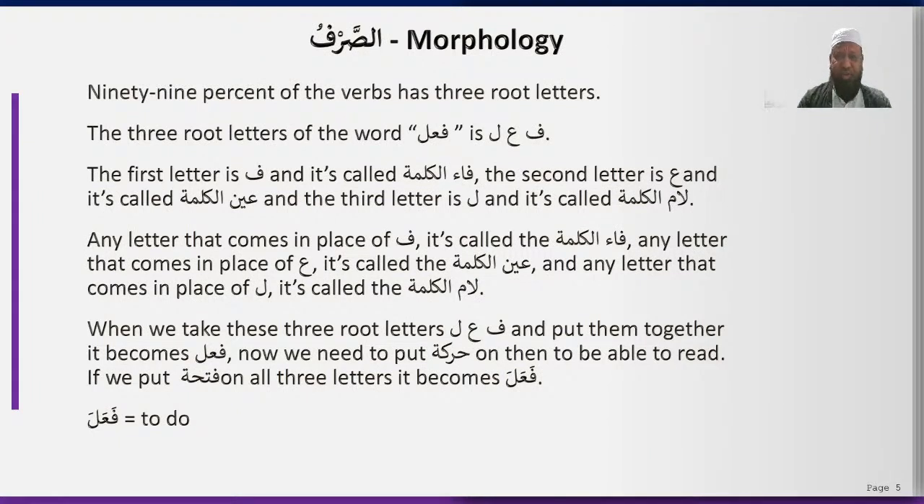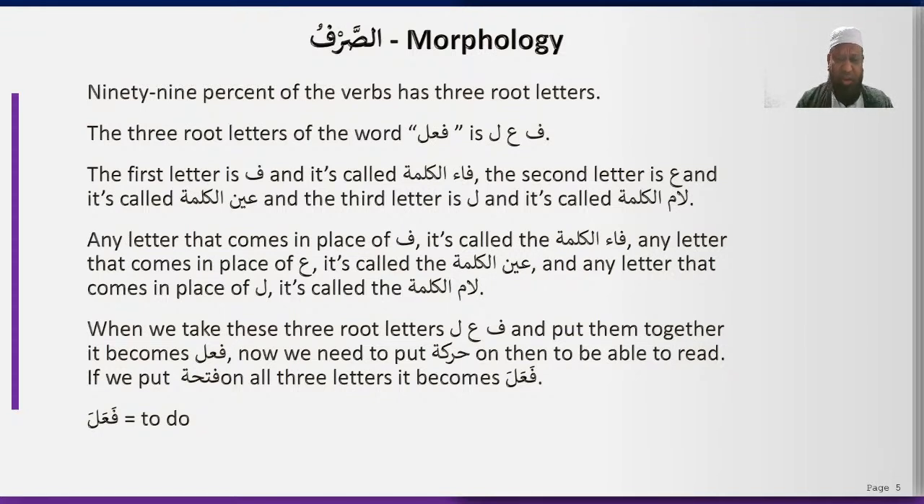99% of the verbs have three root letters. The three root letters of the word fa'ala are fa, ayn, lam. The first letter is the fa, and it is called the fa'ul kalima. The second letter is ayn, and it is called the aynul kalima. And the third letter is lam, and it's called the lamul kalima. Any letter that comes in place of fa is called the fa'ul kalima. Any letter that comes in place of ayn is called the aynul kalima. And any letter that comes in place of lam is called the lamul kalima.